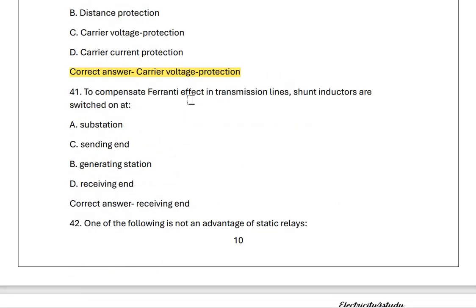41. To compensate for the Ferranti effect in transmission lines, shunt inductors are switched on at A. Substation. B. Generating station. C. Sending end. D. Receiving end. Correct answer: receiving end.